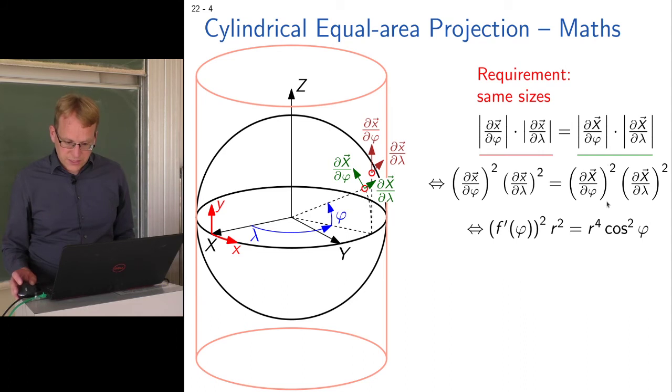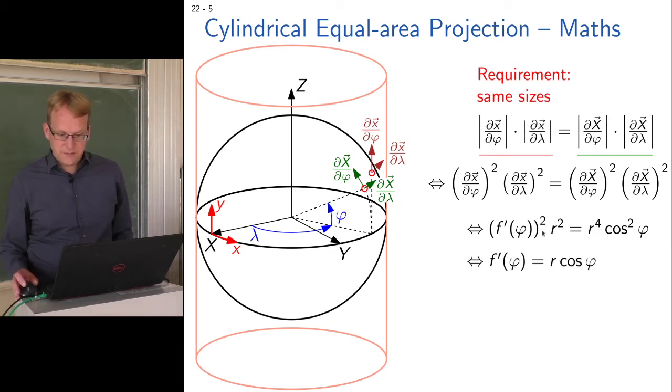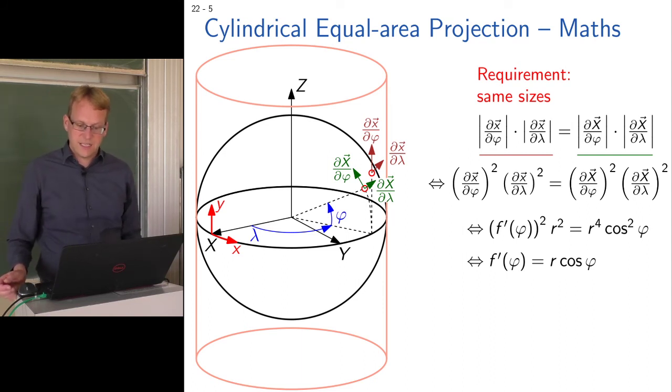We can see already that this r square here can be removed because we have r to the 4 here on the right hand side, and we can take the square root after that, of both sides. So then we have f prime of phi equal to r times cosine phi. That is now our interim result, I would say. We are not yet done.